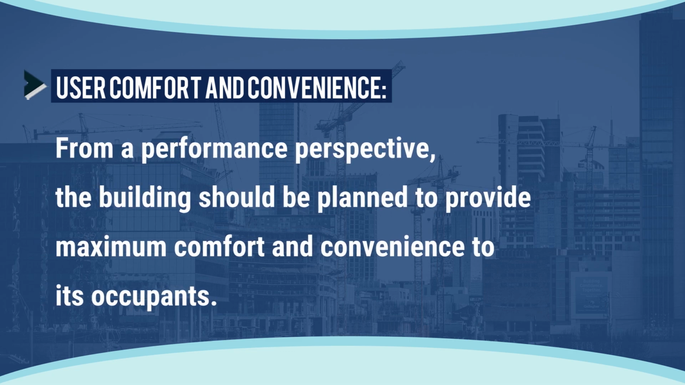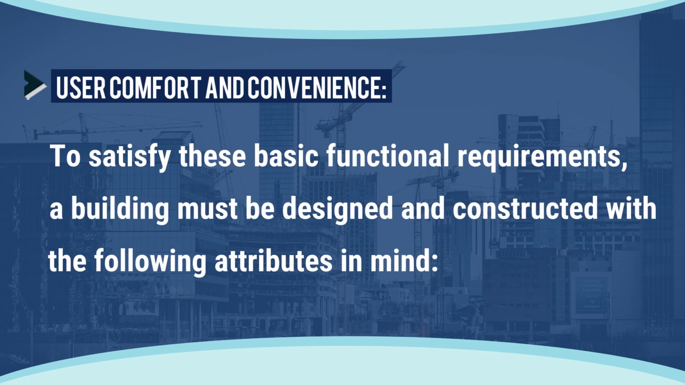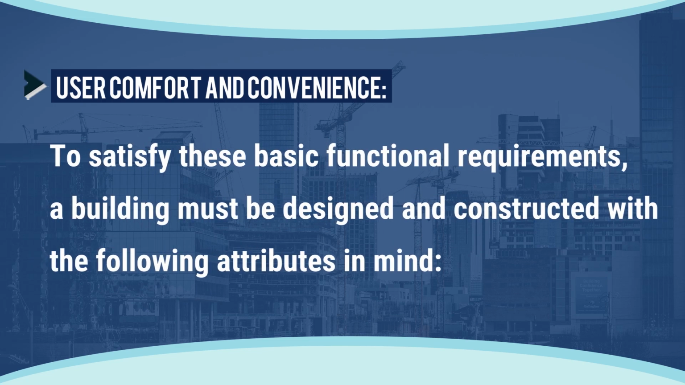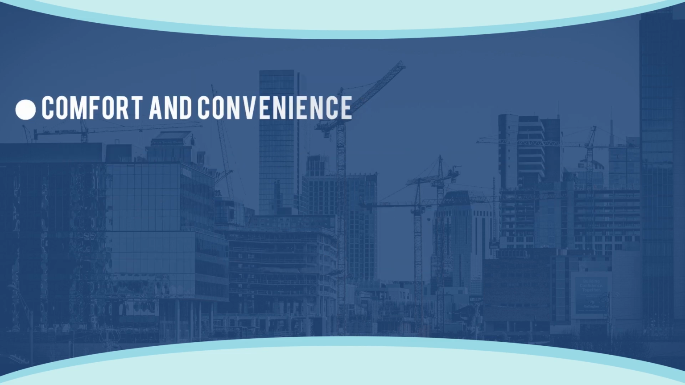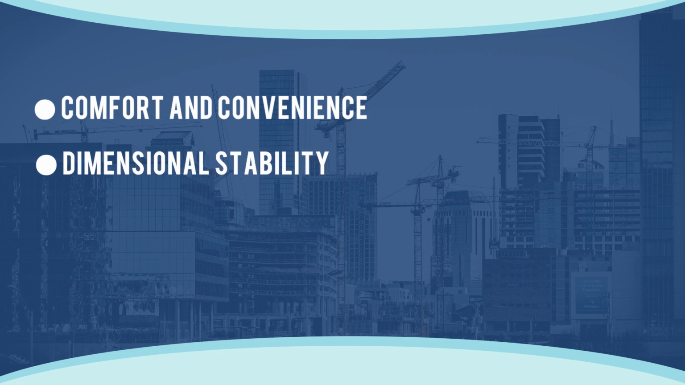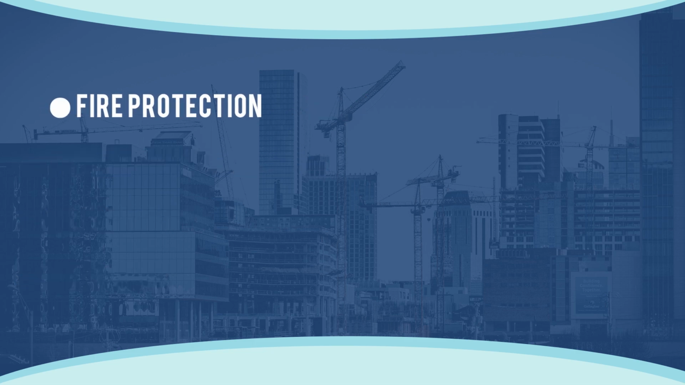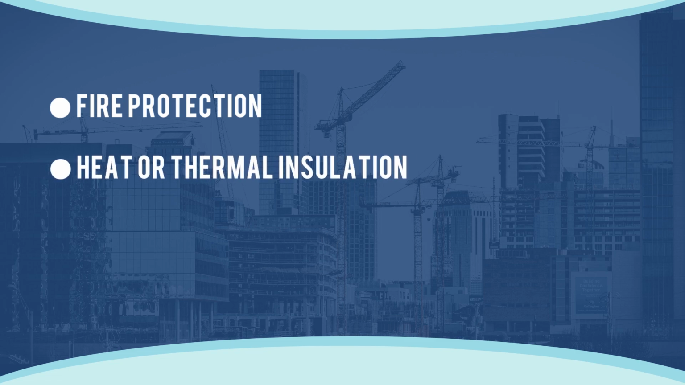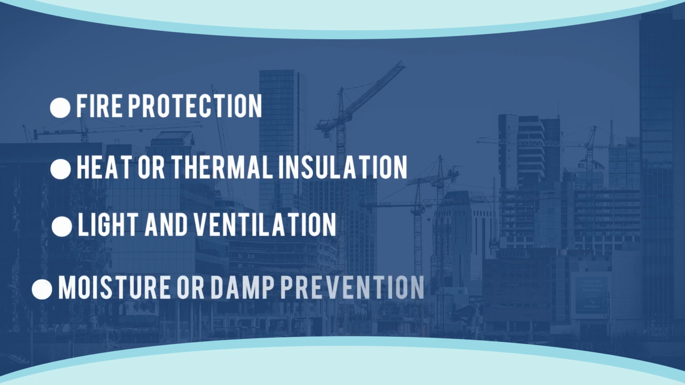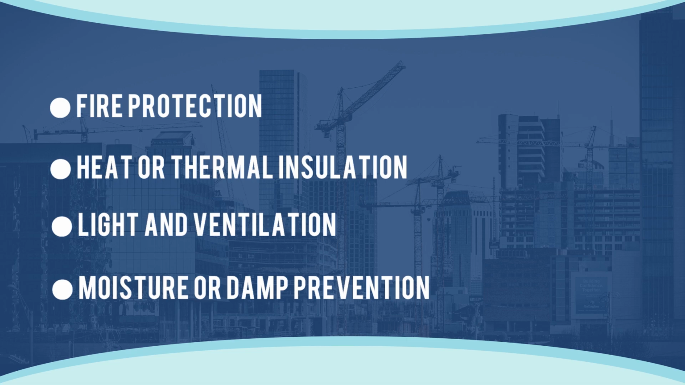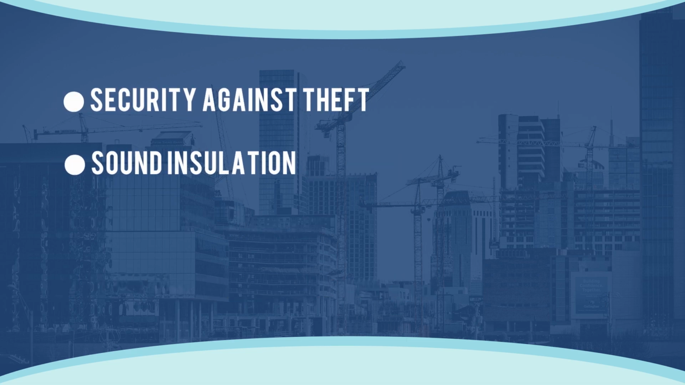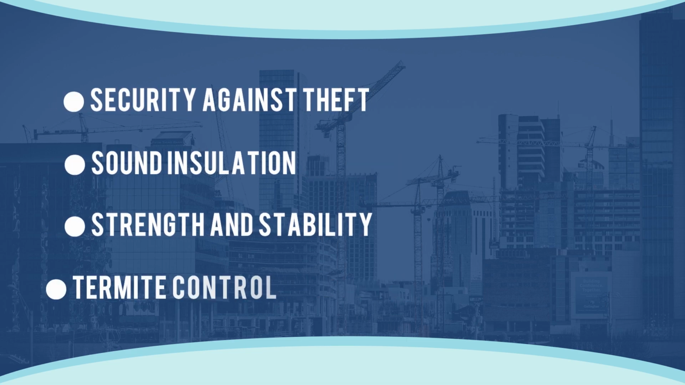From a performance perspective, the building should be planned to provide maximum comfort and convenience to its occupants. To satisfy these basic functional requirements, a building must be designed and constructed with the following attributes in mind: comfort and convenience, dimensional stability, then the durability, then the economy, and fire protection, heat or thermal insulation, light and ventilation, moisture or damp prevention, security against theft, sound insulation, strength and stability, then the termite control.